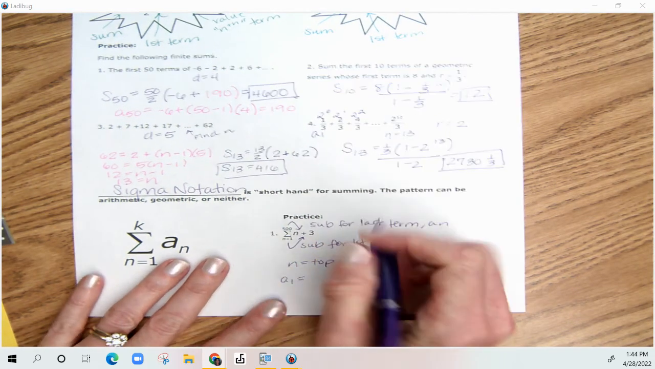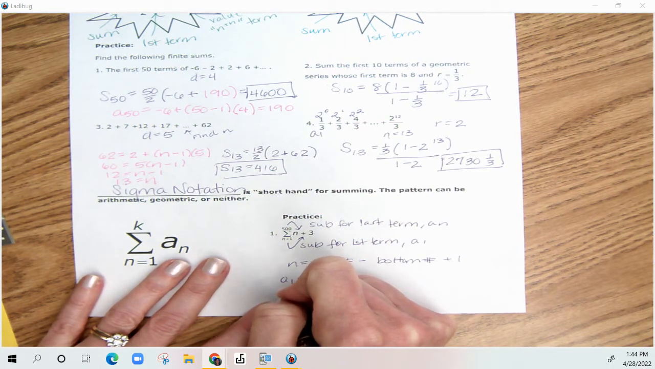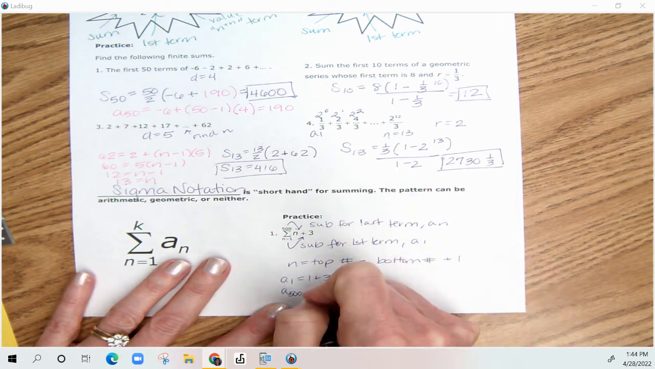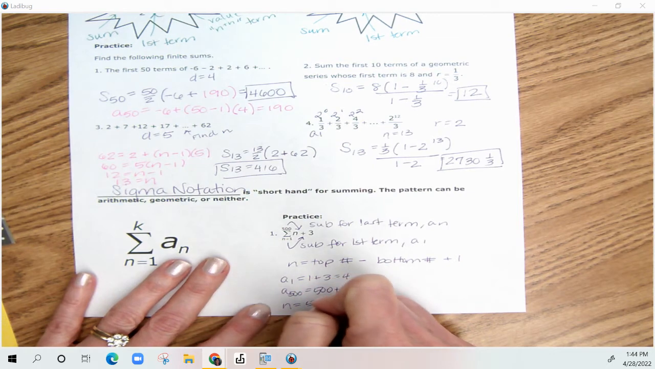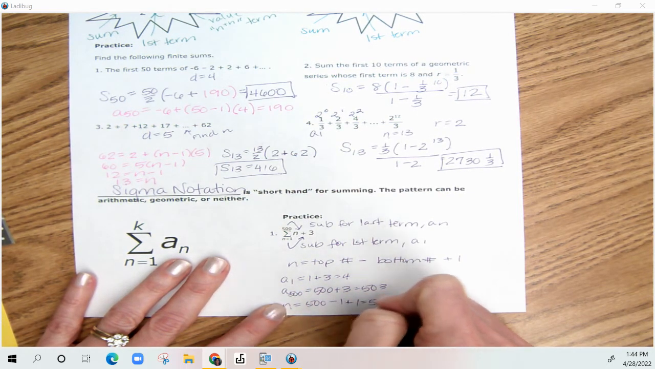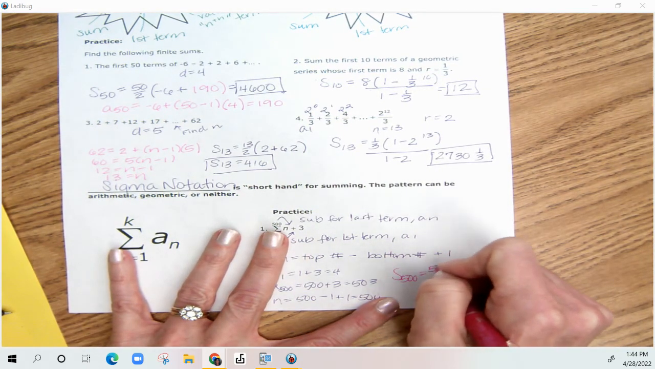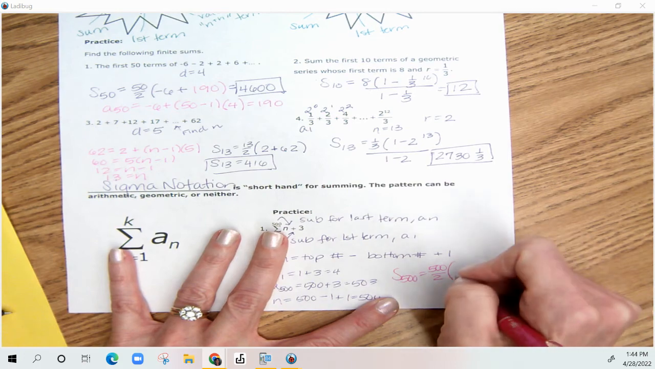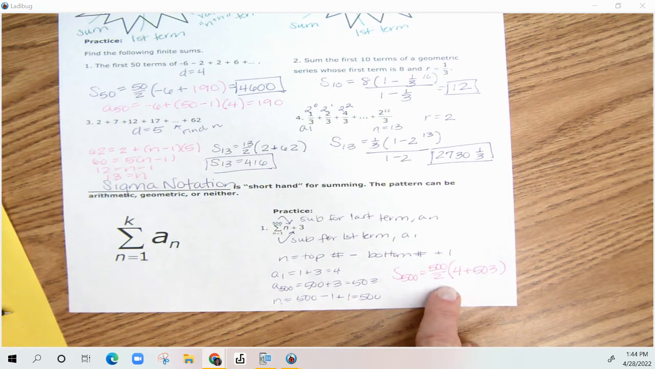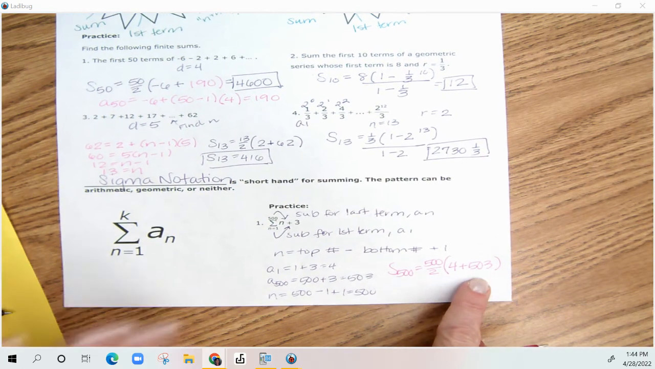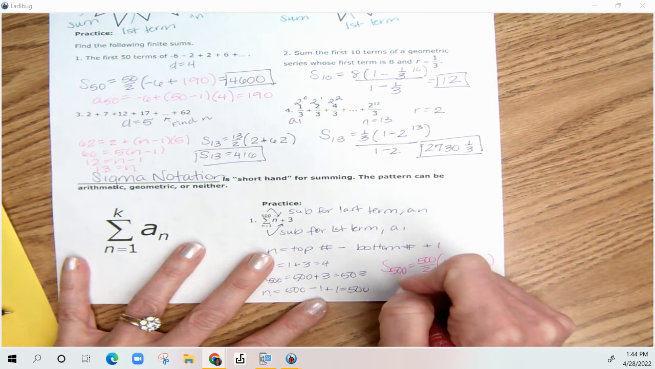So a sub 1 is 1 plus 3, which is 4. A sub n, which in this case would be a sub 500, would be 500 plus 3. And n is the top number minus the bottom number plus 1, which is 500. So I can do S sub 500 equals 500 over 2 times 4 plus 503. N divided by 2 times the quantity a sub 1 plus a sub n. So you get 126,750.